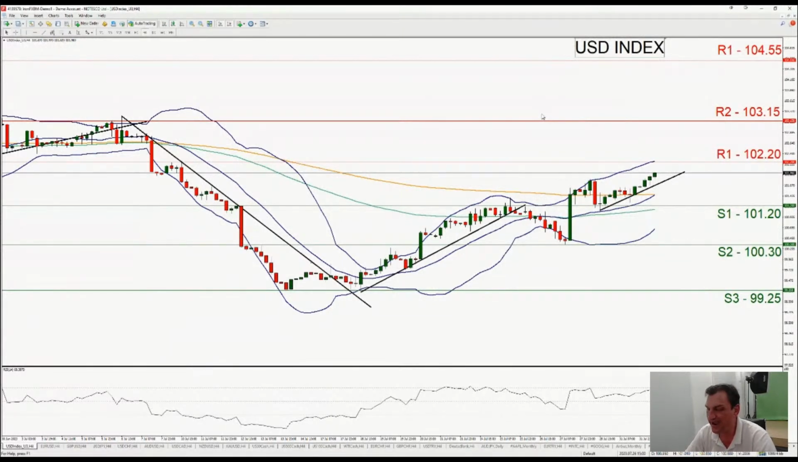Or if you prefer, how high can it go? I would be marking the first possible level to stop its rise at 102.20, with the next possible stop, if the R1 is broken, the R2 at 103.15. Noting that currently the price is at 101.57, so we're talking about a 60 pips movement higher. Sorry, it's at 101.95. So we're talking about 25 pips higher.